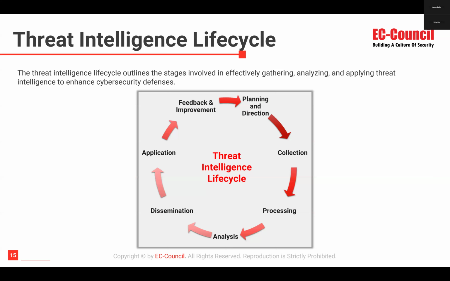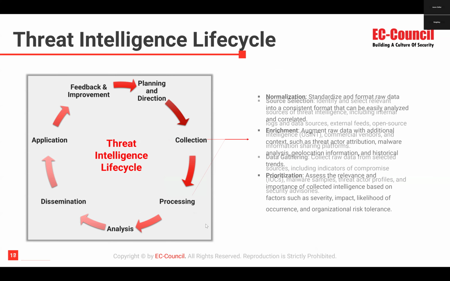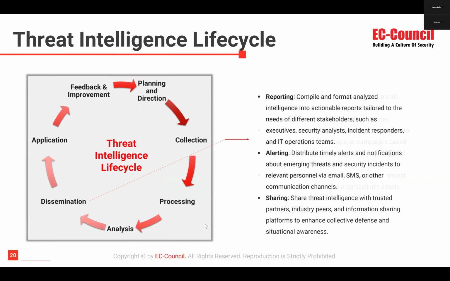So threat intelligence lifecycle, this is where we get the information coming in. So we start with our collection of information, we process it, we analyze it, we disseminate, apply it, get some feedback or improvement, change our plans or any direction, and then start to cycle back over again. Let's see here, we just talked about all that.